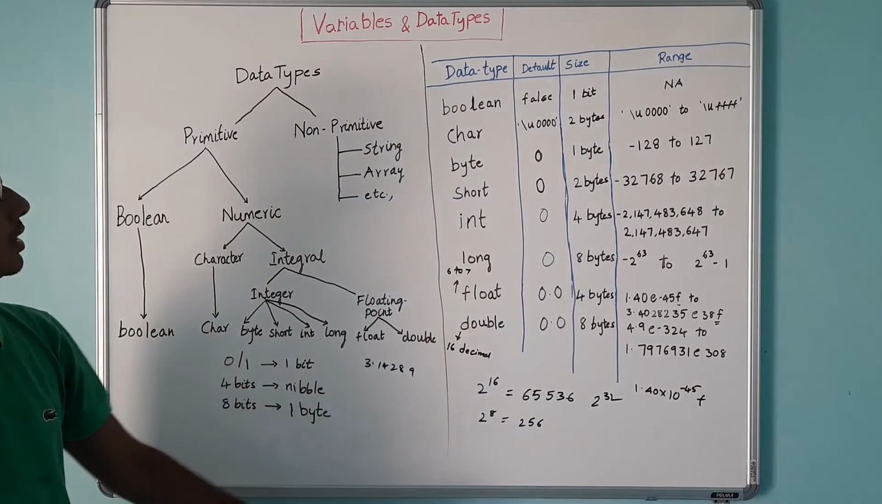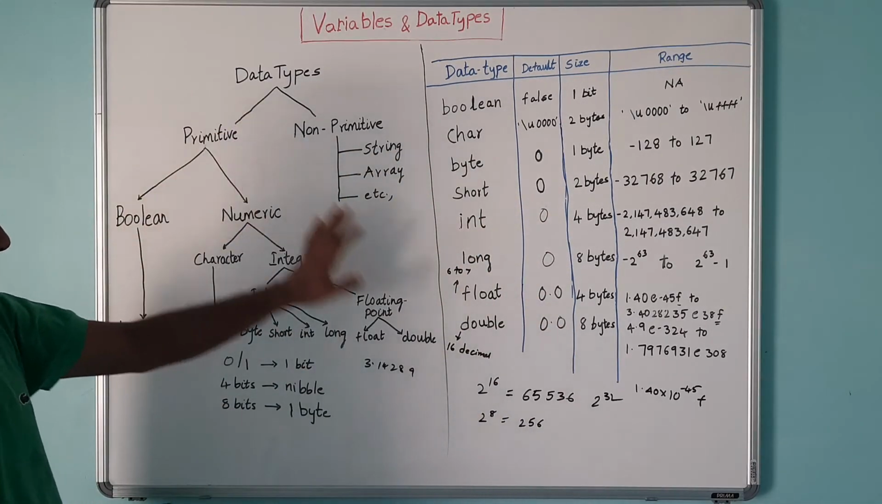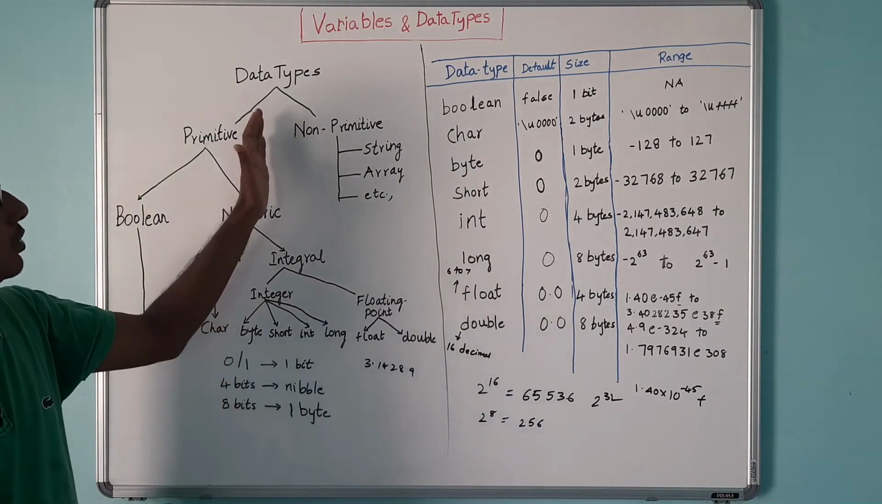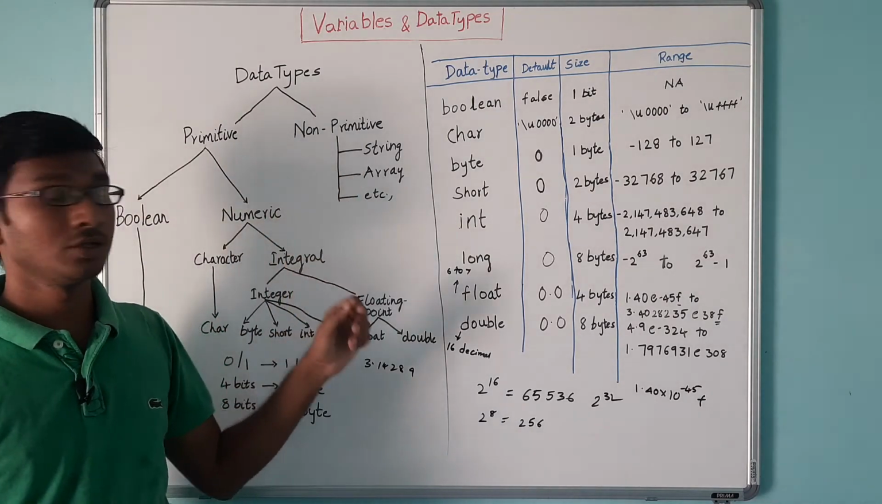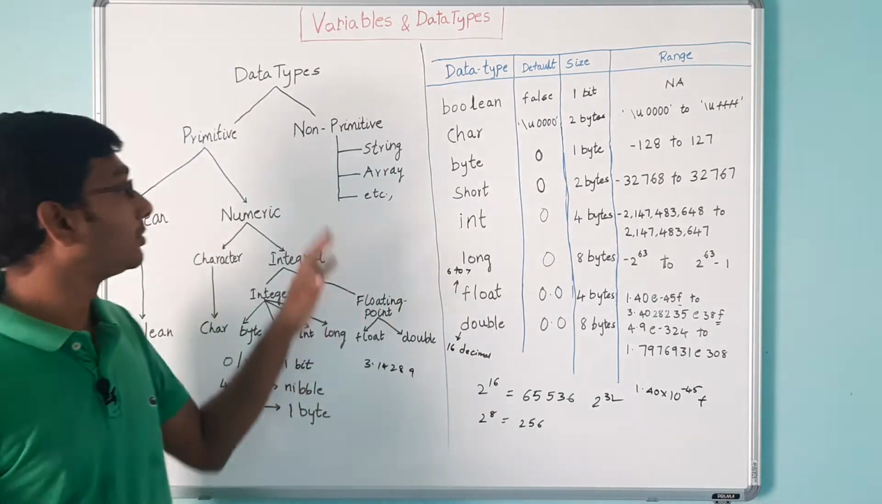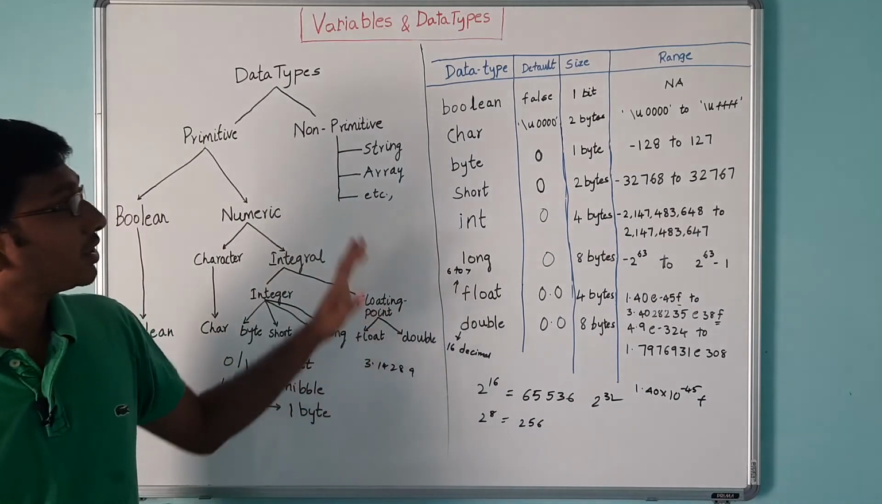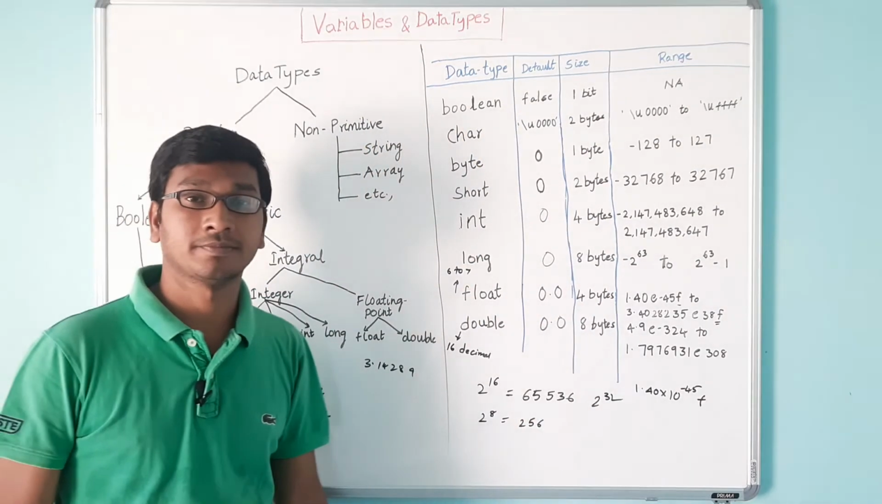So all these are primitive data types. Whatever we discussed just now from this table all comes under primitive data types. We also have non-primitive data types in Java. Like string, array, classes, all these come under non-primitive data types, which we are going to discuss in the coming sessions. Now let us see an example on all these data types.